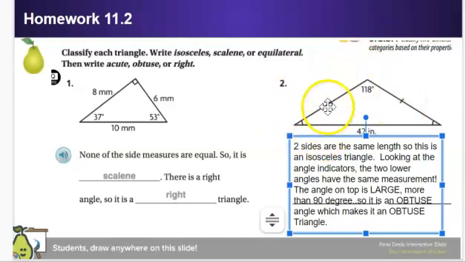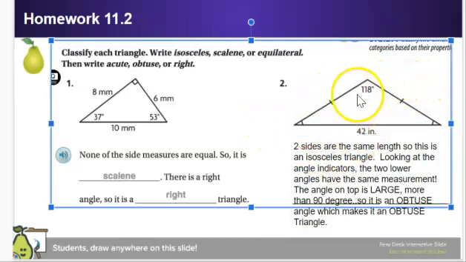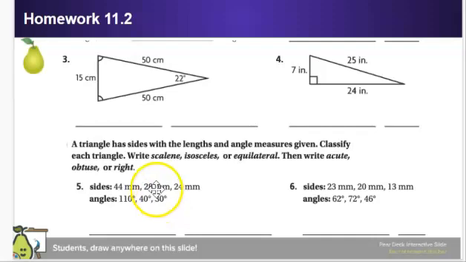All right, so for this one, I can tell by the dashes that these 2 sides are the same length, but this bottom one is 42 inches. And I can tell that this is a really large angle. It's more than 90 degrees, so it's called obtuse, which makes this an obtuse triangle as well. All right, so give this one a go.